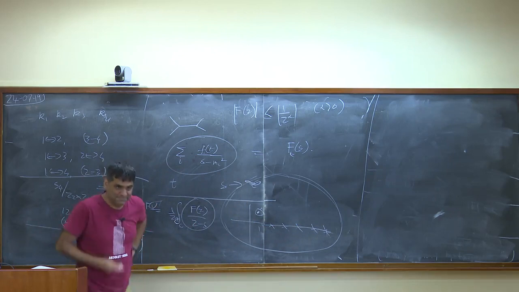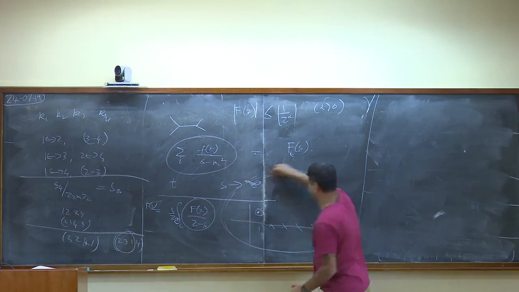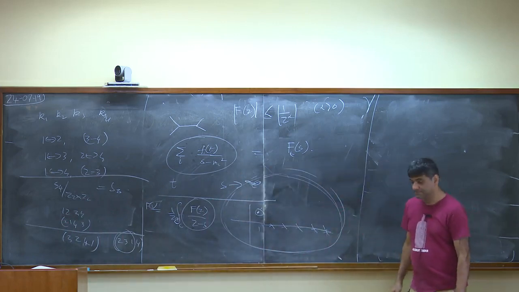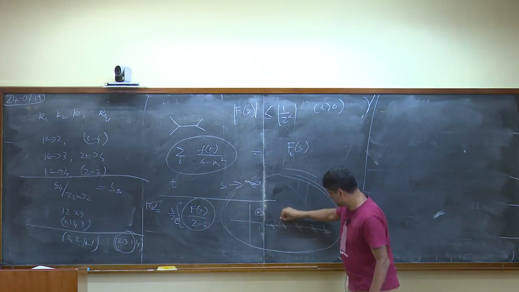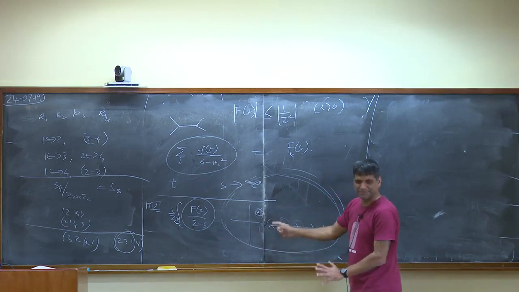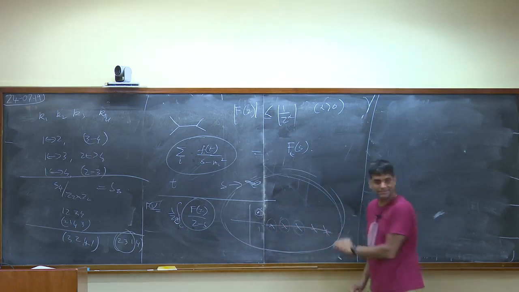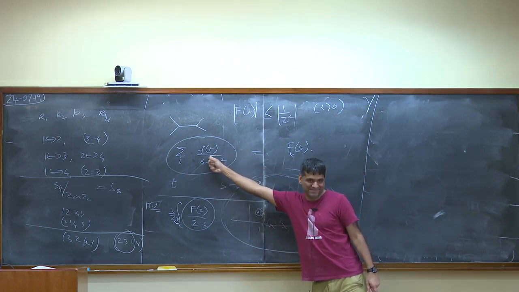I'll say it more clearly. We started with a contour. The final statement was this plus this plus this plus this plus this is 0. Therefore, this, up to some sign, is equal to this plus this plus this plus this. But this just picks out the residues, which is this.